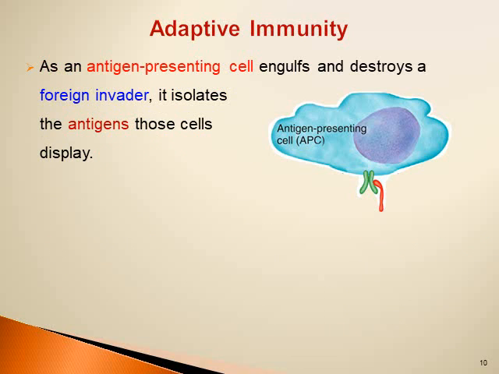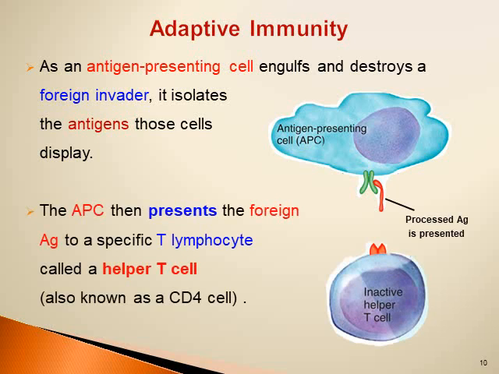As an antigen-presenting cell engulfs and destroys a foreign invader or pathogen, it isolates the antigens those cells display. So it will digest the cell and take away the antigens to present them on their surface. The antigen-presenting cells then present the foreign antigens to a specific T lymphocyte called the helper T cell. It is also known as CD4 cells.